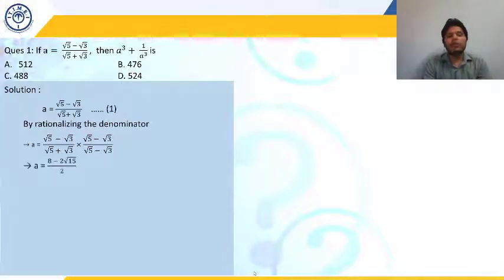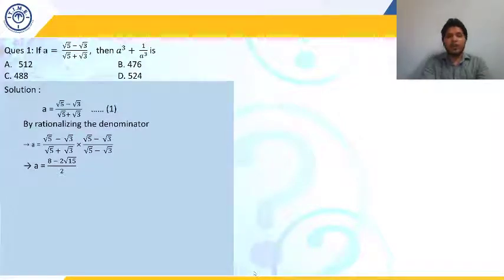The numerator will become (root 5 minus root 3) whole square, which turns out to be root 5 square, which is 5, plus root 3 square, which is 3, so 5 plus 3 will become 8, minus 2ab. So 2 into root 5 into root 3 is twice root 15. So the numerator would be 8 minus 2 root 15. And in the denominator, it is given in the (a plus b)(a minus b) form, which is a square minus b square, so root 5 square minus root 3 square.